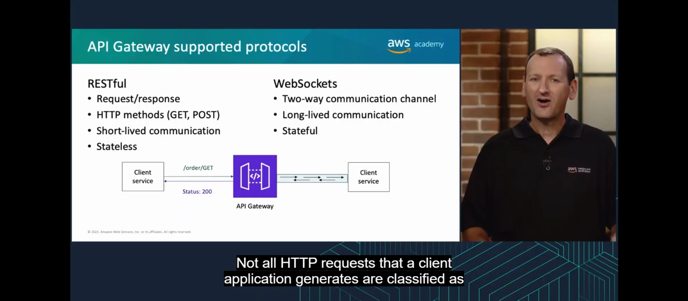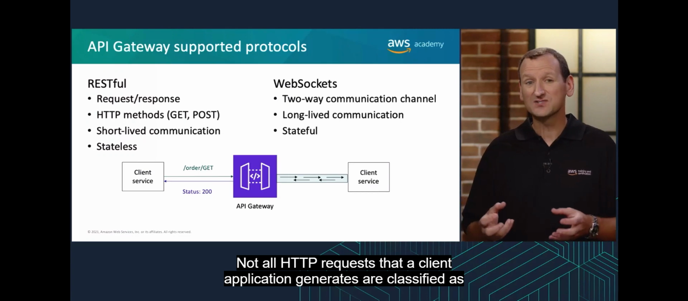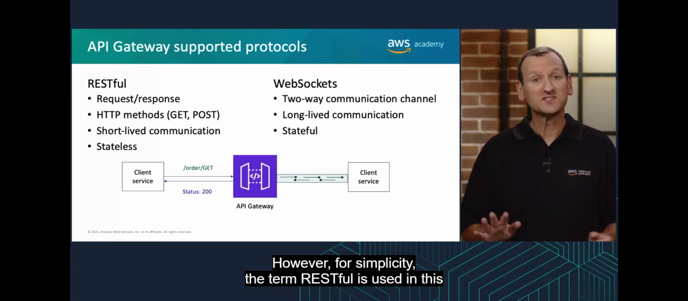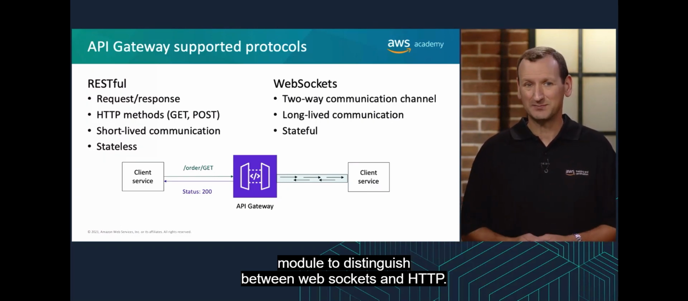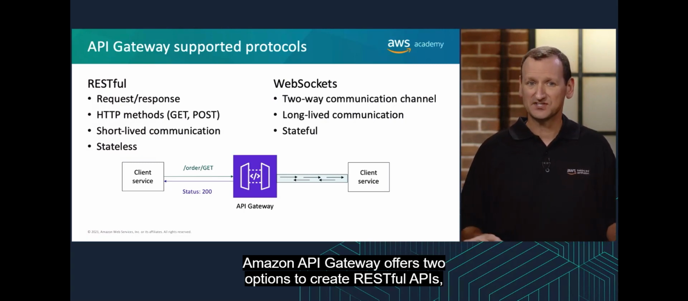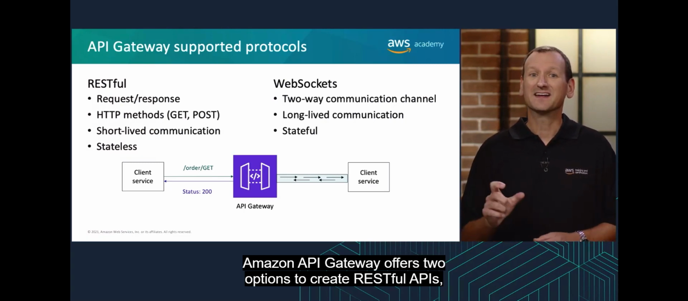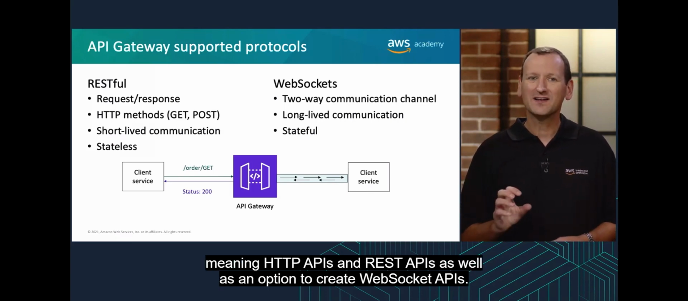Not all HTTP requests that a client application generates are classified as RESTful. However, for simplicity, the term RESTful is used in this module to distinguish between WebSockets and HTTP. Amazon API Gateway offers two options to create RESTful APIs, meaning HTTP APIs and REST APIs, as well as an option to create WebSocket APIs.